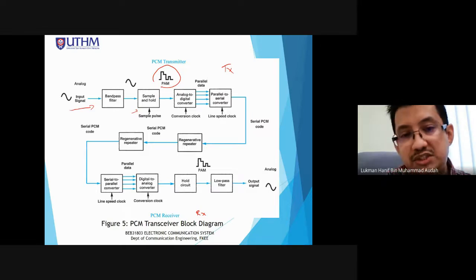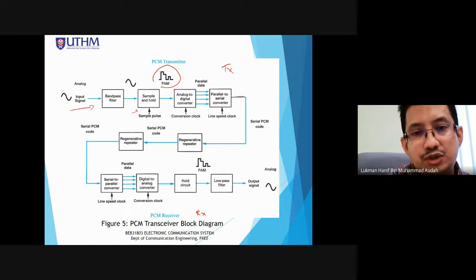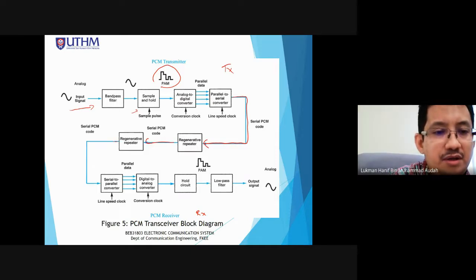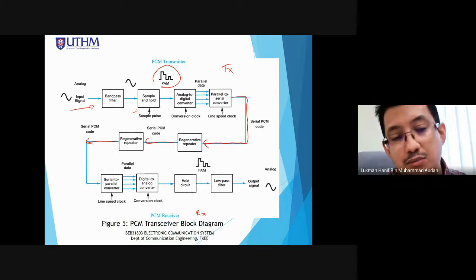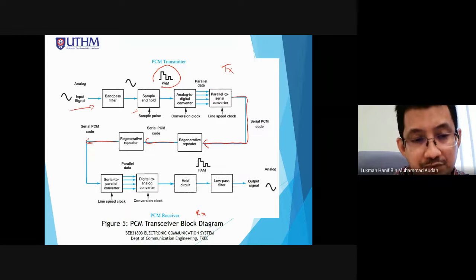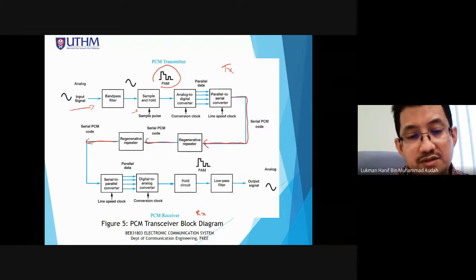So PAM signal we convert to digital signal by inserting into analog to digital converter. So they become a PCM sequence, transmit as PCM pulses, transmit through the medium, through a wired medium, and then go through the repeater. Ada beberapa repeater di sini. So remember, repeater bukanlah amplifier. The function of repeater is to regenerate the signal, menghidupkan semula signal tersebut. Maknanya, if you regenerate the signal, that means you can transmit at longer distance.